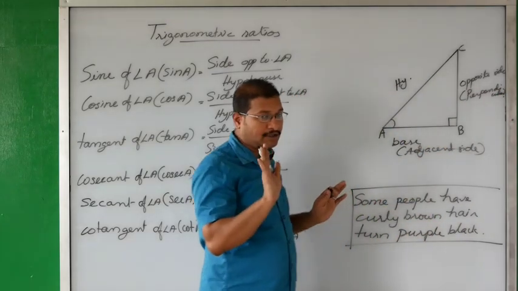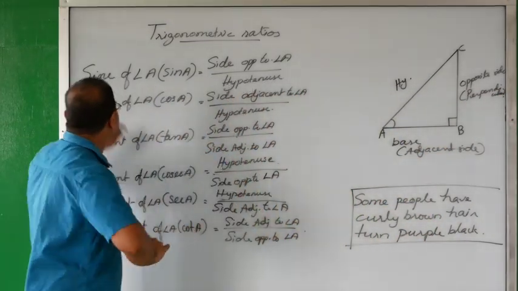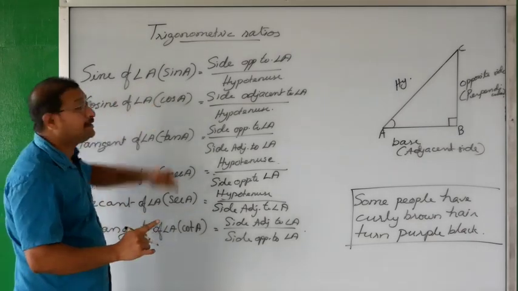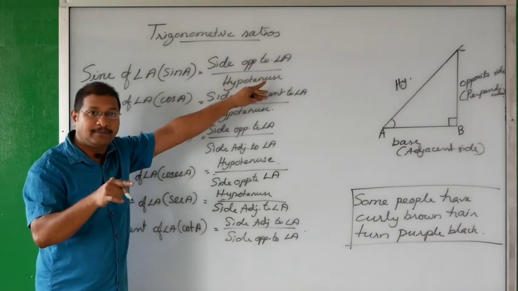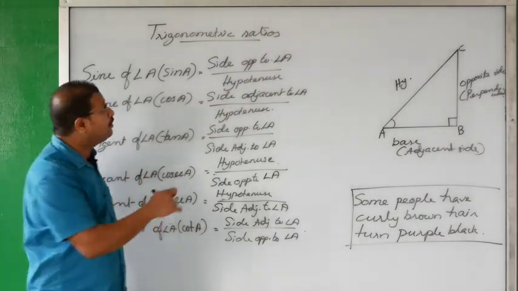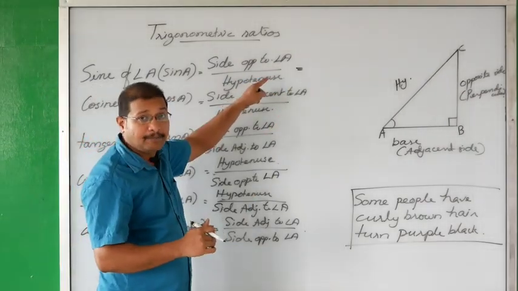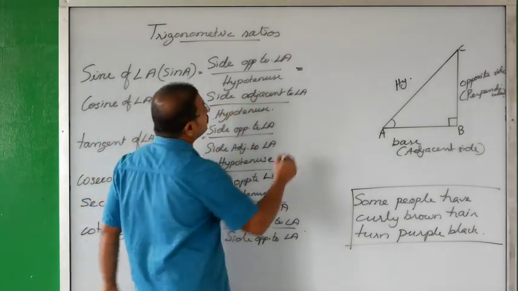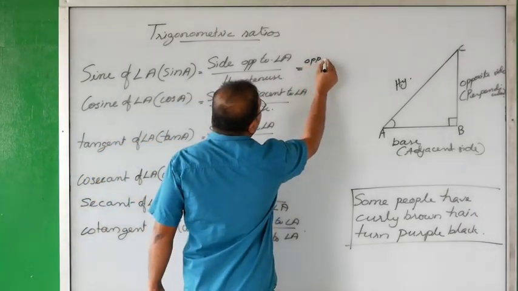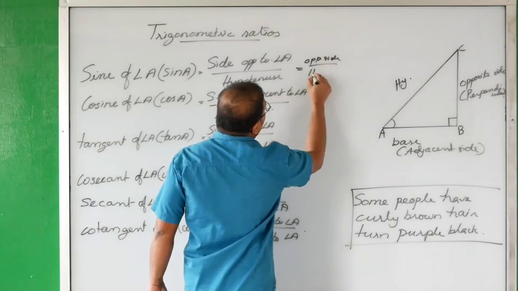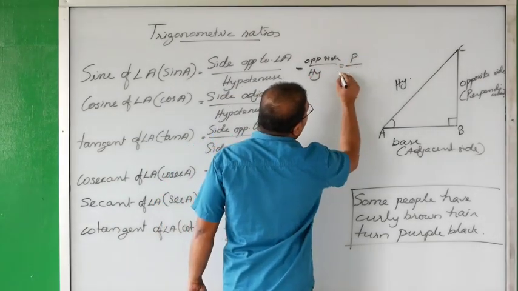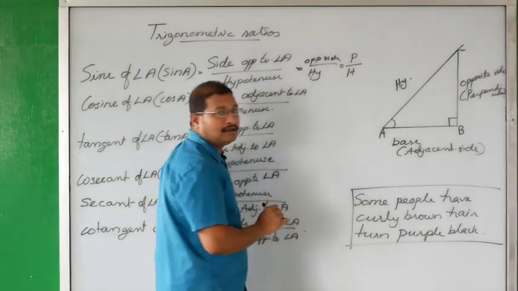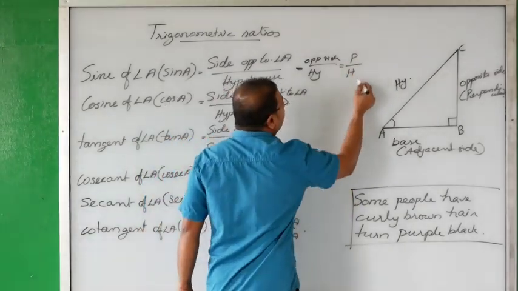We got the 3 sides now. Now, let's see. Sine of angle A, we call it sine A, is the side opposite to angle A divided by hypotenuse. If you want, you can write this as opposite side by hypotenuse, otherwise perpendicular by hypotenuse.